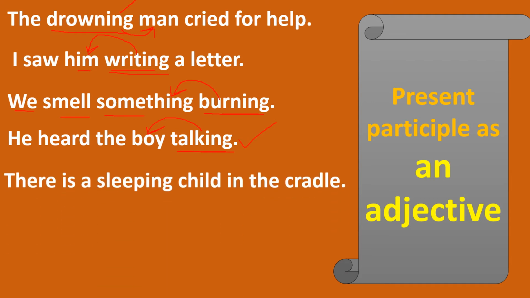Next one. There is a sleeping child in the cradle. In this sentence, sleeping child. The child is described by the word sleeping. When something is described by any word, that is called an adjective. So sleeping is an adjective in the form of present participle.